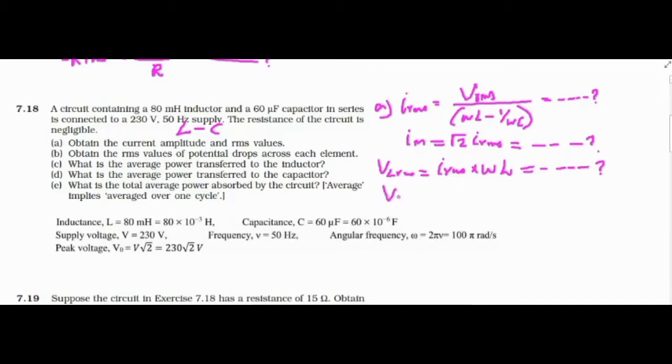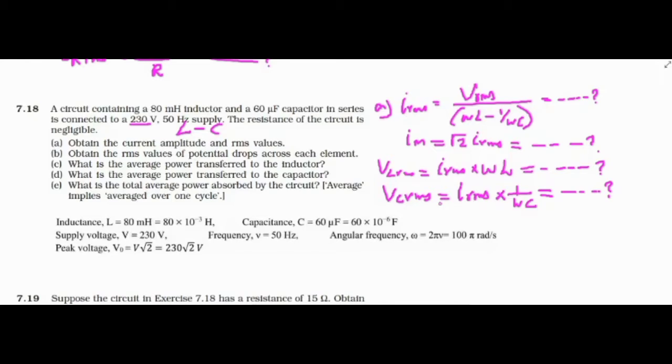Now, VC RMS is equal to IRMS into XC. XC is 1 by omega C. So you will get the answer. Now you can see there, you have to check the answers. We have applied only a 230 volt circuit, but that's not the answer you are getting here for VL RMS and VC RMS. But again, I repeat what I have told in question 11.